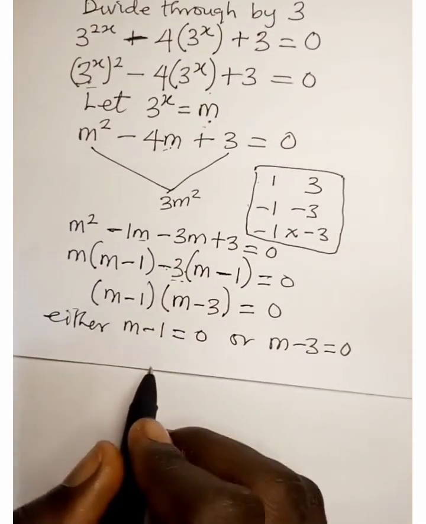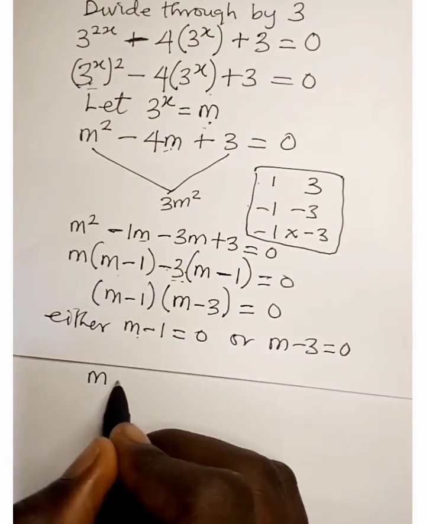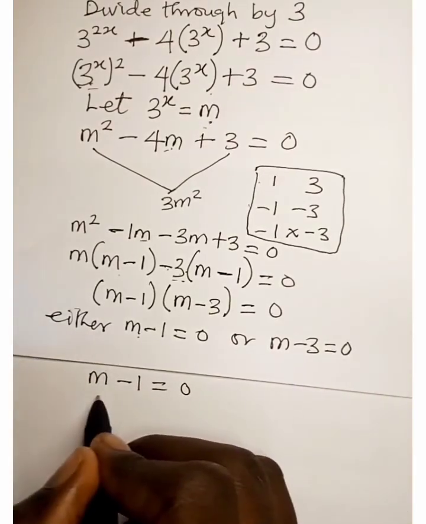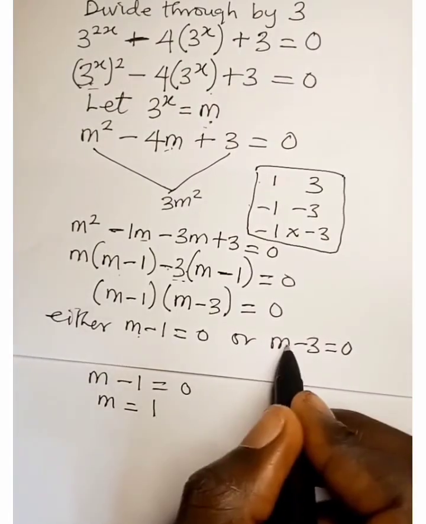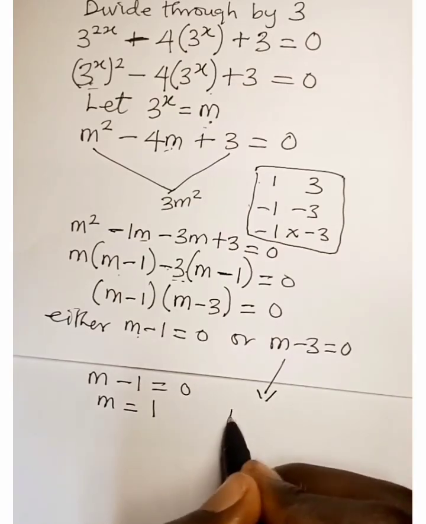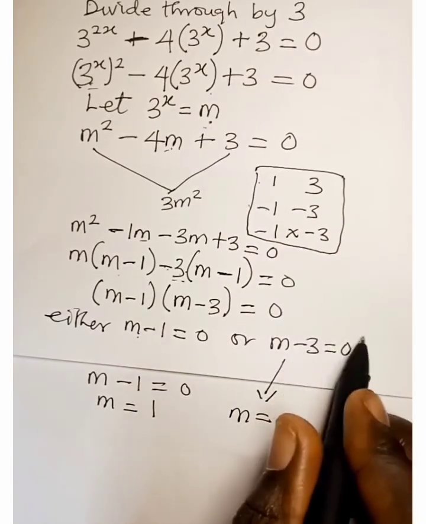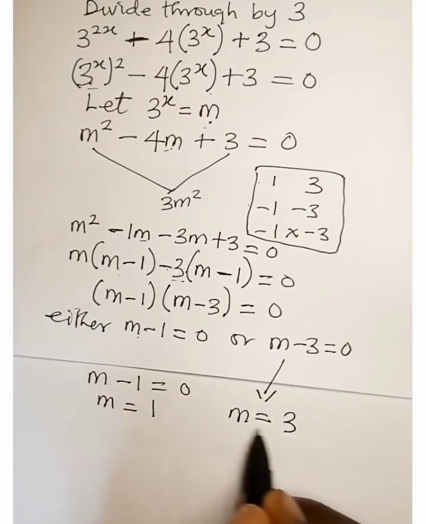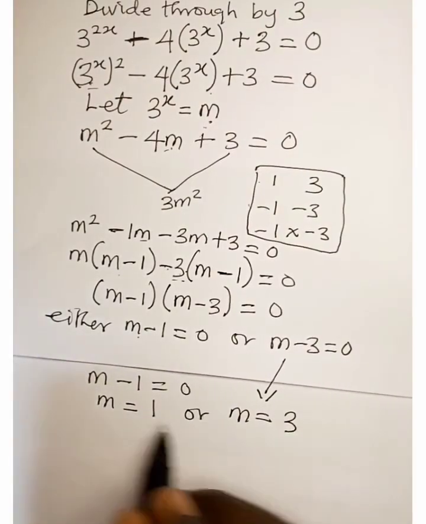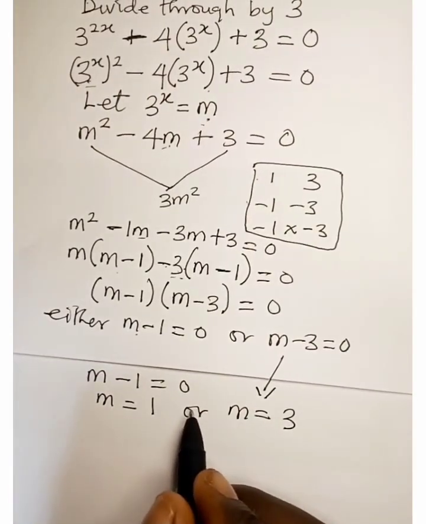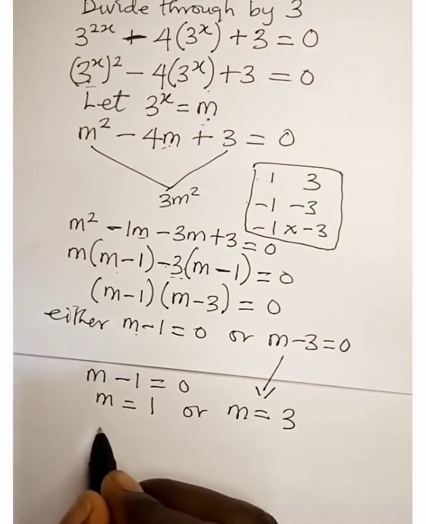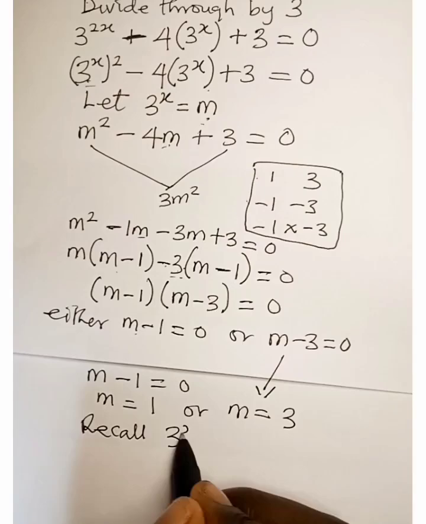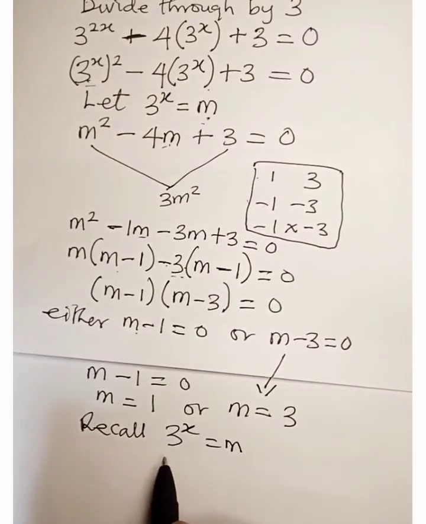So if you solve this further, I'm going to have m minus 1 equal to 0, which is m equal to 1. And from here, you bring this one down, you take this one to the other side, you're going to have m equal to 3. So I've gotten the value of m to be 1 and also m to be 3. But what we are looking for is the value of x. So we now go back. If you recall, we said 3 raised to power x, let it be equal to m. So we substitute back.